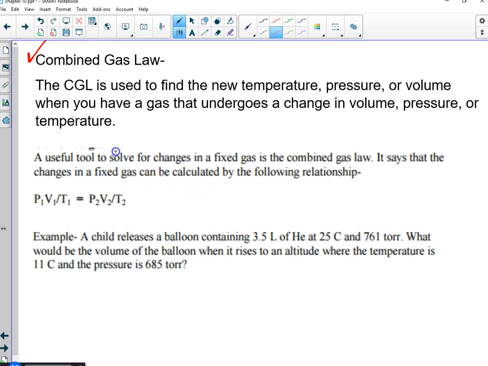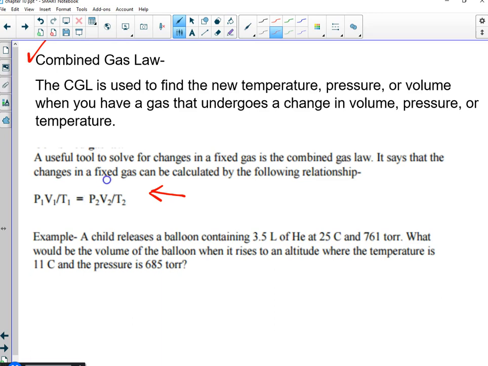Okay? So a useful tool to solve for changes in a fixed gas is the combined gas law. It says that the changes in a fixed gas, and what a fixed gas means is the number of moles of the gas will stay the same, can be calculated by the following relationship. P1V1 over T1 is equal to P2V2 over T2. This equation is given to you on the AP test, so it will be given to you tomorrow or Wednesday, Thursday on your exam as well. And there is a question on this. It's in the multiple choice, and it's intended to only take a minute. So the ones just mean its initial conditions, and the twos just mean its change or final condition.